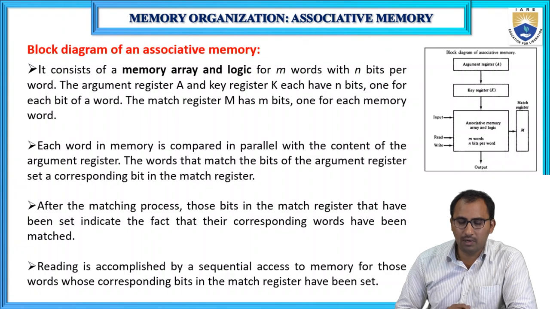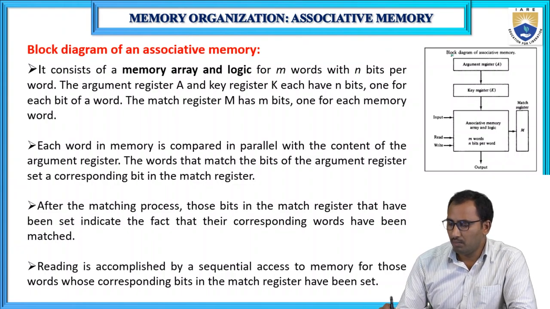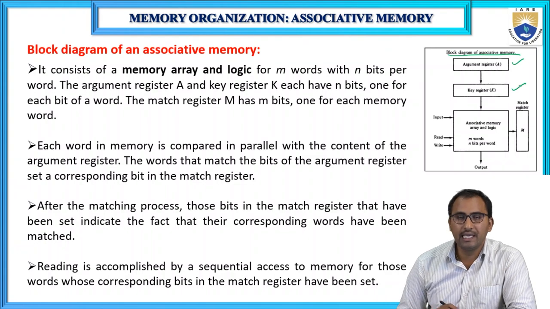And coming to the block diagram of the associative memory. Here you can see the argument register, which is represented with A, the key register K, the match register M, and the associative memory array and logic.